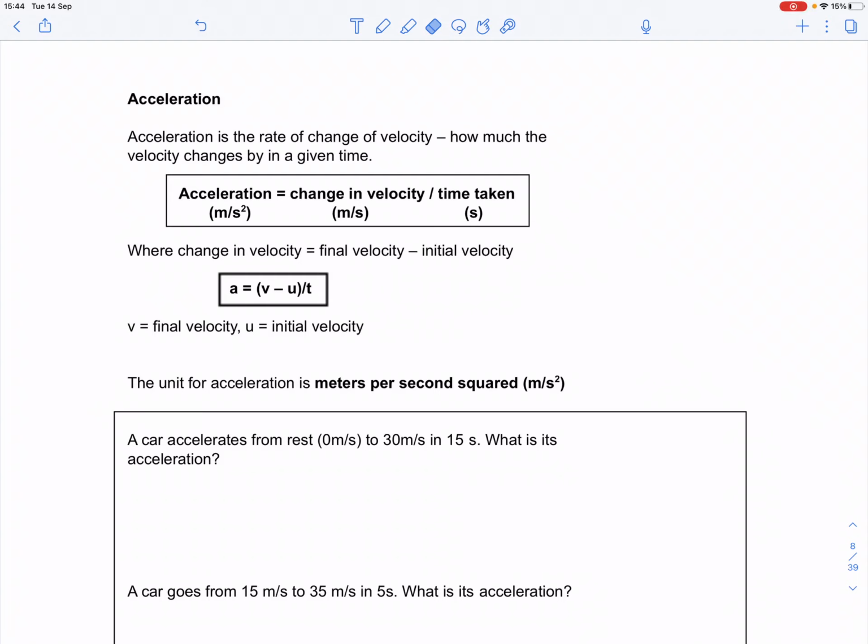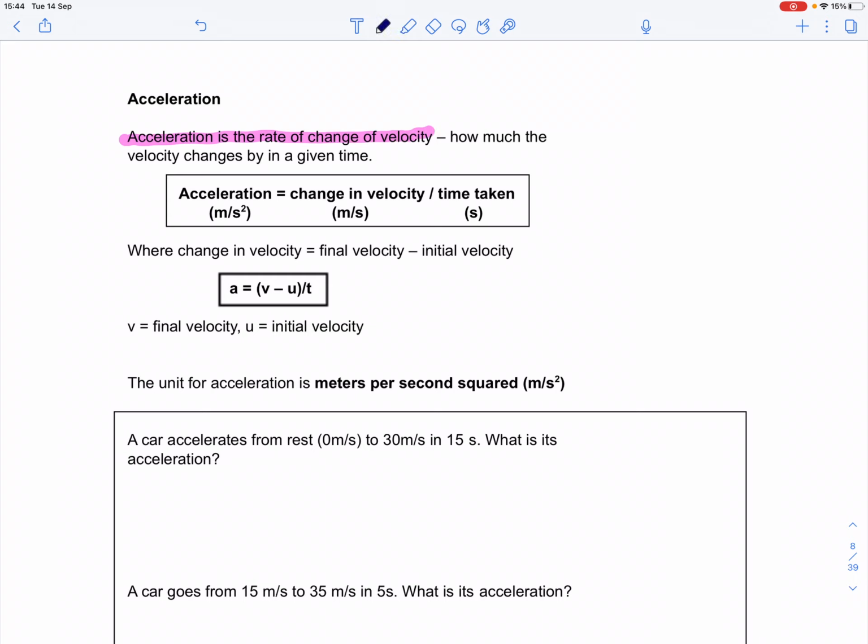Two ways to calculate acceleration. That's what we're going to look at in this video. But firstly, we need to understand what acceleration actually is. Acceleration is speeding up, slowing down, and even changing direction, which we'll get into later, not in this video. But in its essence, acceleration is the rate of change of velocity.